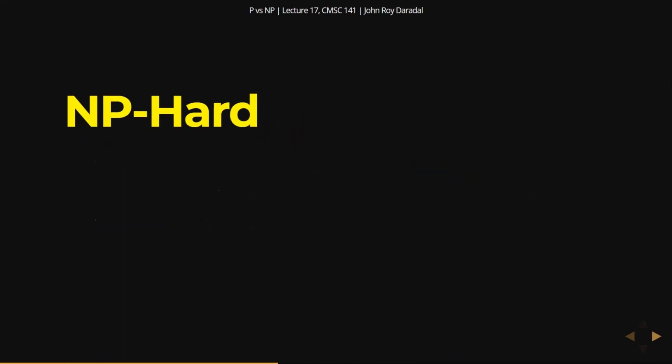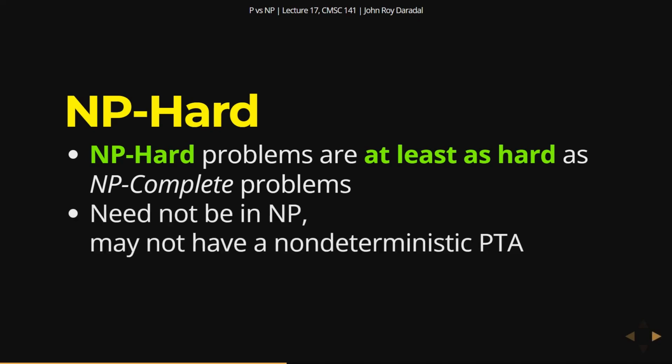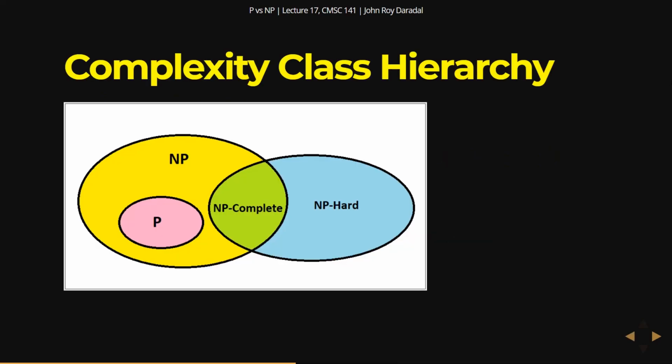Now besides NP-completeness, there is also this thing called NP-hard problems. And NP-hard problems are at least as hard as NP-complete problems. So meaning it could be as hard as NP-complete or even harder. And take note that NP-hard need not be in NP. They might even be outside the NP class. So they may not have a non-deterministic polynomial time algorithm that exists. So the whole complexity class hierarchy looks like this.